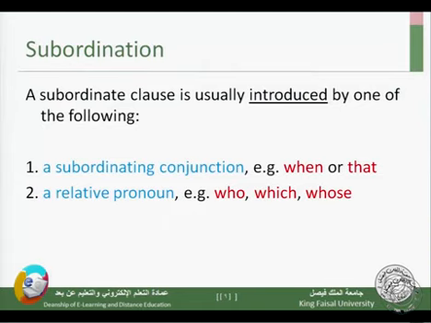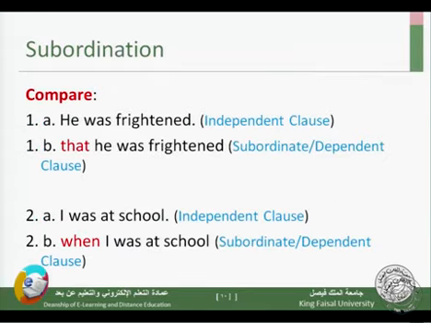A subordinate clause is usually introduced, it begins with one of the following. Number one, a subordinating conjunction, like when or that, or also a correlative subordinating conjunction. We will see examples of both in this lecture and the next lecture. And two, a relative pronoun, like who, which, or whose. We will discuss relative pronouns and relative clauses in detail in the next lecture. But first here, let's compare these two cases.